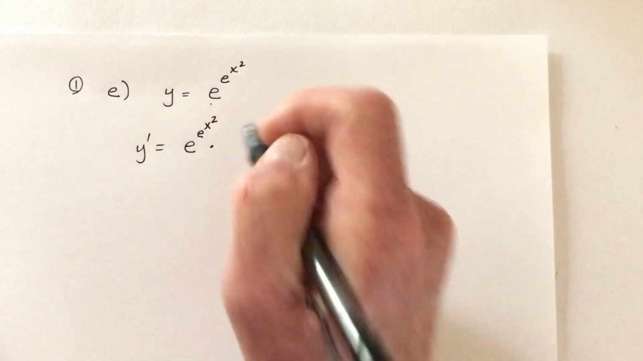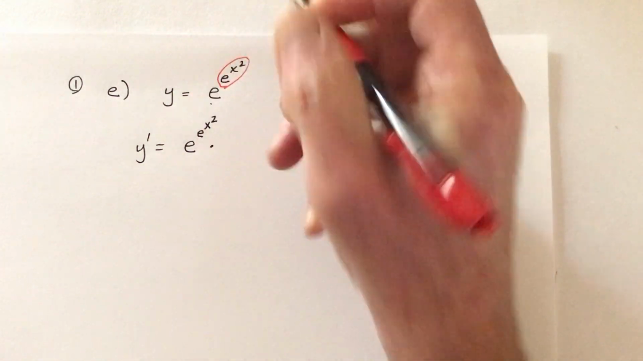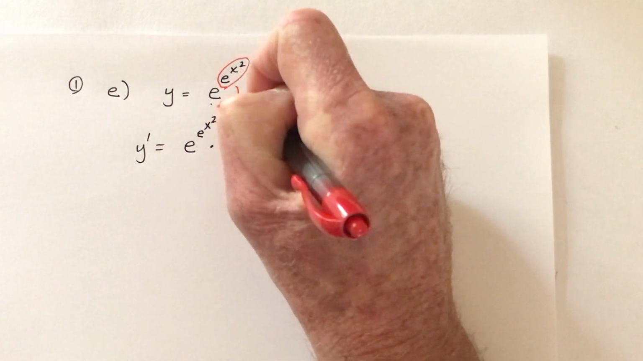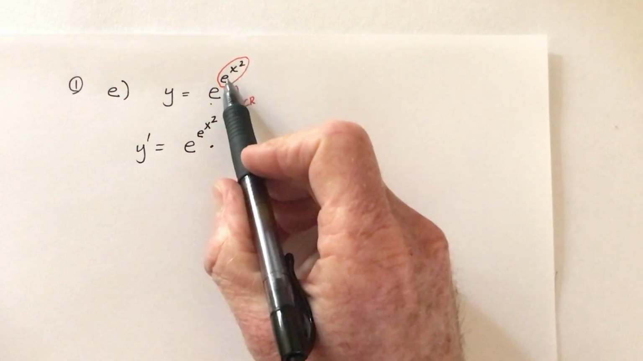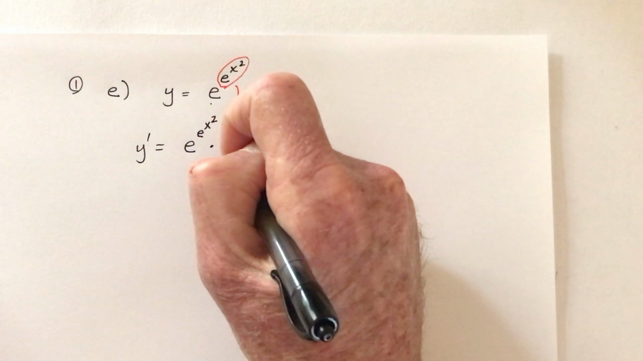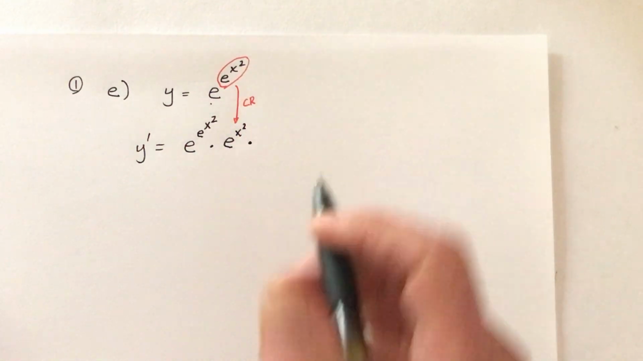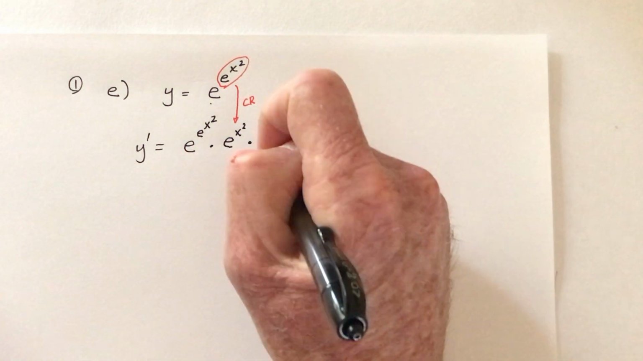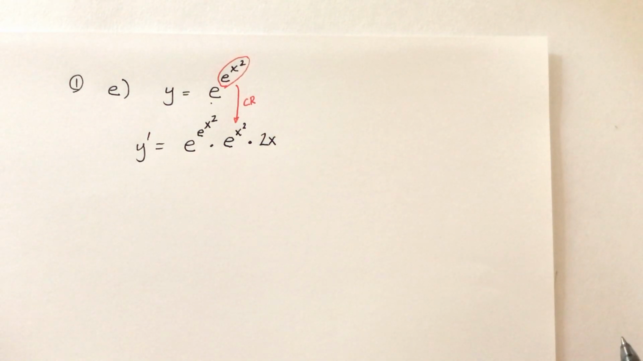Okay, now do the chain rule. So this got substituted into that e function. So the chain rule says now you need to take the derivative of e to the x squared. And the derivative of e to the x squared, well, the derivative of an e function is itself. And finally, I need to take the derivative of the x squared, which is a 2x. And that cannot be simplified in any meaningful way, so just leave it like that.